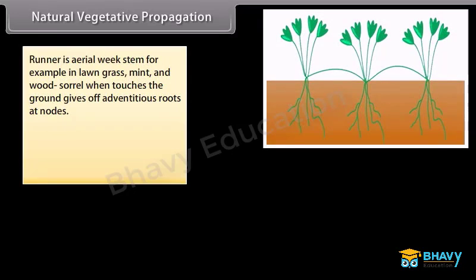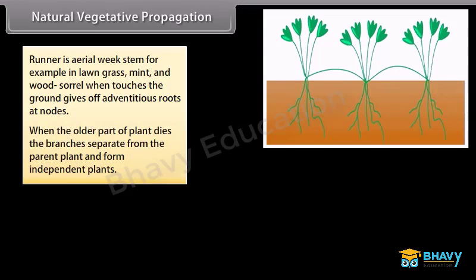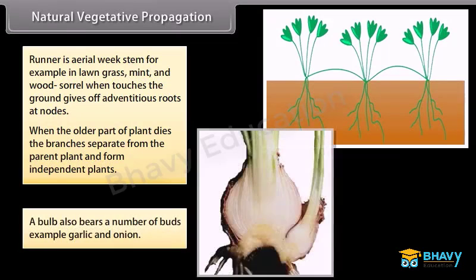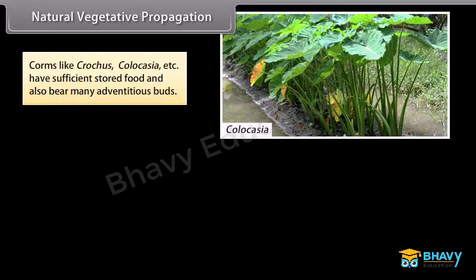A runner is an aerial weak stem, for example in lawn grass, mint and wood sorrel. When it touches the ground, it gives off adventitious roots at nodes. When the older part of the plant dies, the branches separate from the parent plant and form independent plants. A bulb also bears a number of buds, example, garlic and onion. Corms like crocus, colocasia, etc. have sufficient stored food and also bear many adventitious buds.